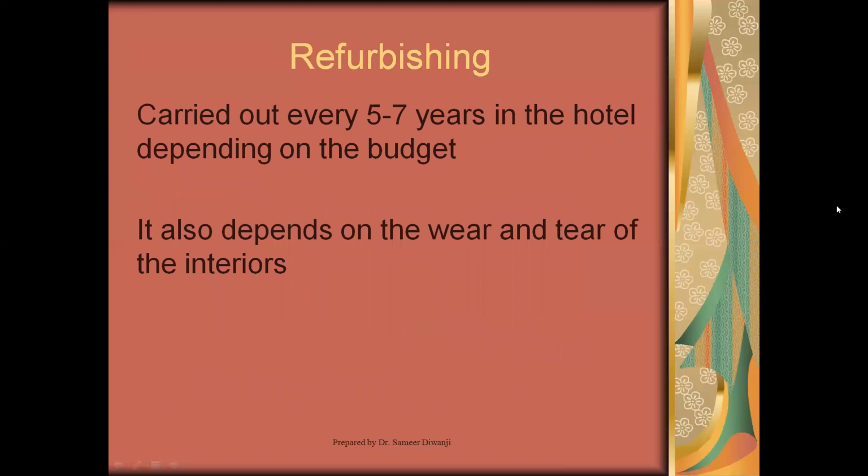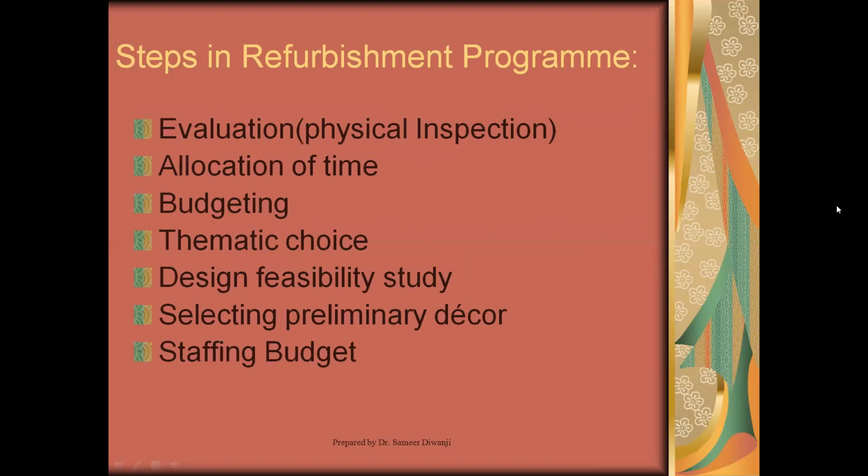Refurbishment is carried out typically, of course, every 5 to 7 years. It could be 4 years, depending on the wear and tear, depending on the budget, depending on the market conditions, depending on the change in clientele or how you want to position your hotel. But it's usually carried out typically between 4 to 7 years or 5 to 7 years. Now let's look at the steps in the refurbishment program.